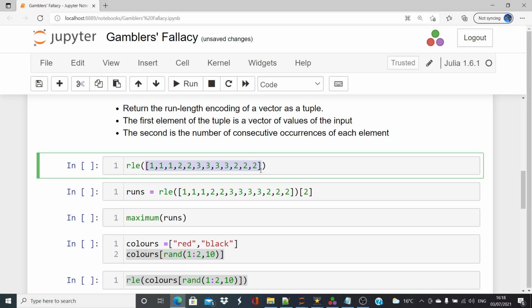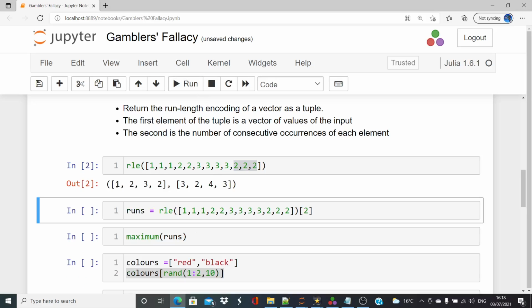So we have a sequence here. 1, 1, 1. Okay, so that's a run of ones, and there's 3 of them. 2, 2. That's a run of twos, and there's 2 of them. We have a run of threes, and there's 4 of them, and then a run of twos, and there are 3 of them. Okay, so let's just run that.